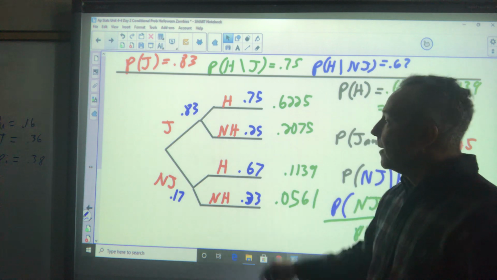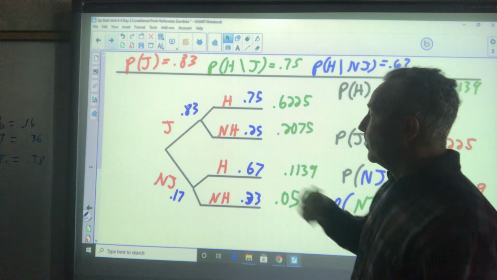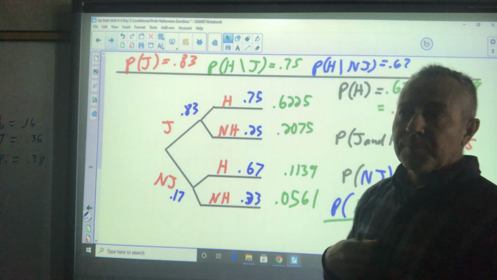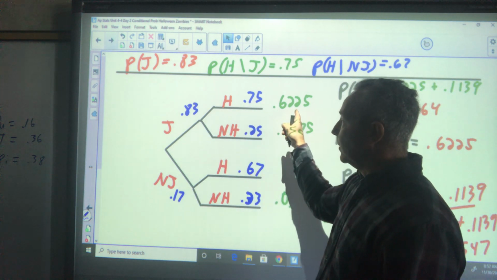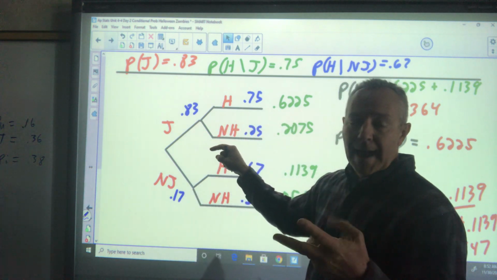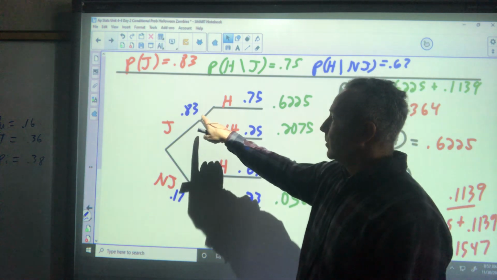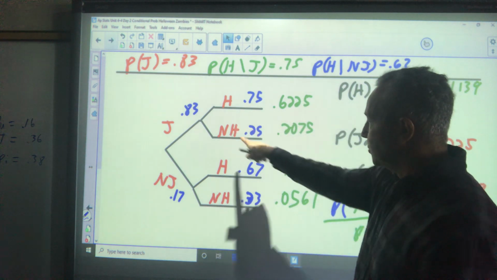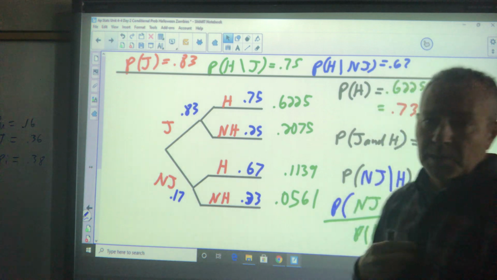Okay, these people out here are our "and" situation. If I ask you the probability of having a job and being happy, that's it right there. What we're going to do is multiply these out to get these values. For job and happy, we multiply those two things together. So 0.83 times 0.75 is this, and I've done that for each of these different branches. Then we go answer the questions.